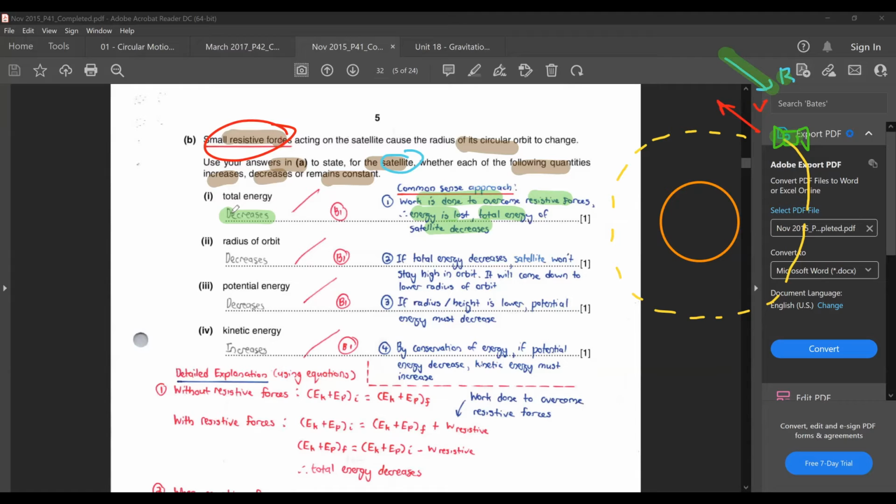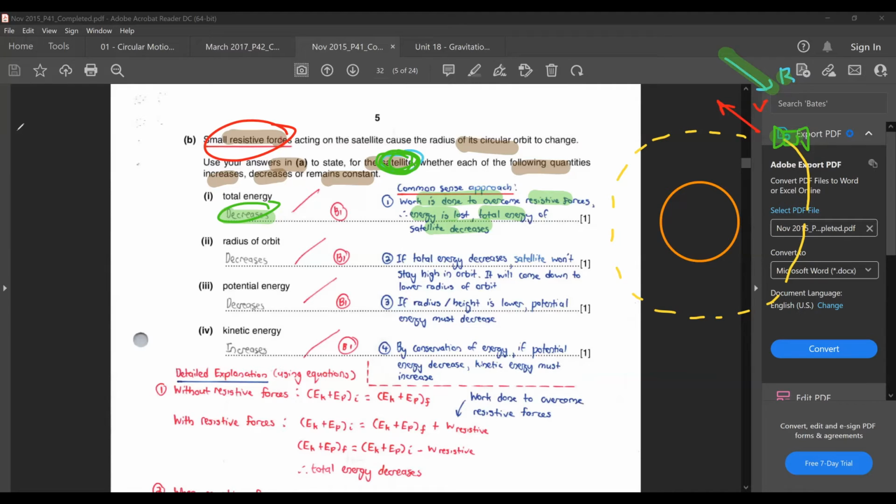Okay? So it's important to realize that you're talking about the satellite itself, not the system. If you're talking about a system which consists of two different bodies, total energy remains the same. But here you are actually talking about one object inside your system, which is the satellite itself. So total energy is decreasing. It is not constant.